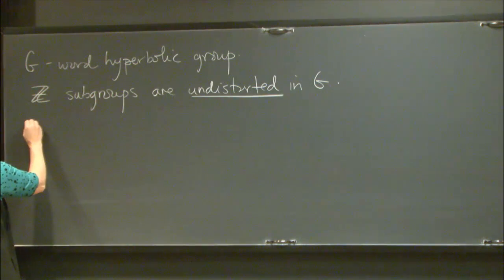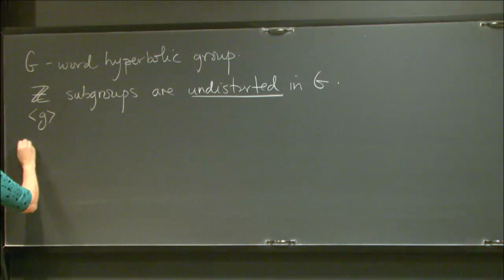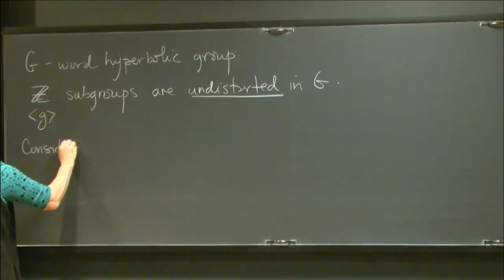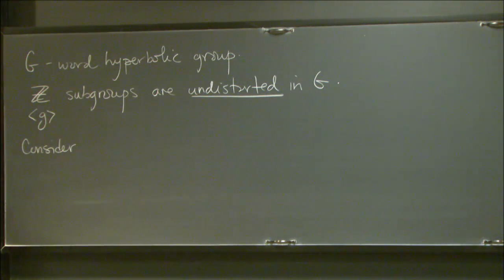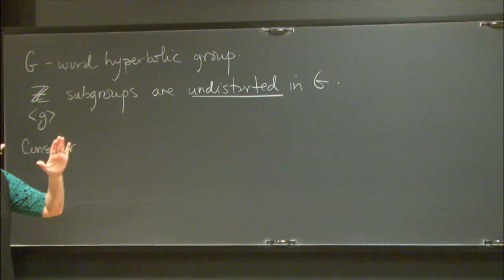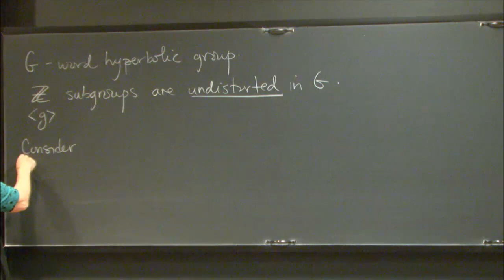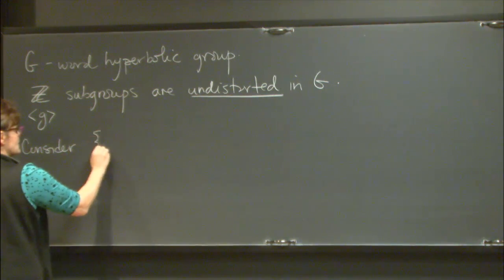So what I mean by that is if I take a little g that generates an infinite order element, and I look at the cyclic subgroup generated by that, what I want to do is consider, this is one way of saying it. I could say this fancy by saying it's quasi-isometrically embedded. I could say it like that, but I want to say something more specific. So I look at the powers of g, so I consider this set.